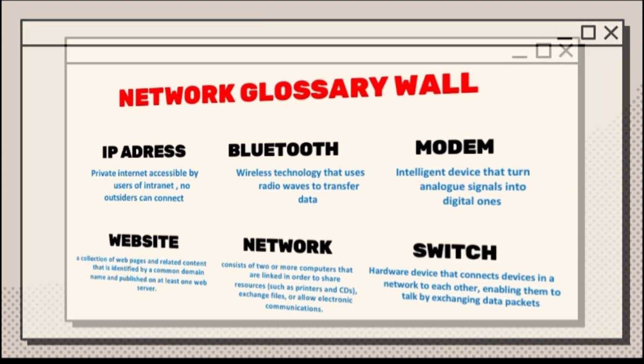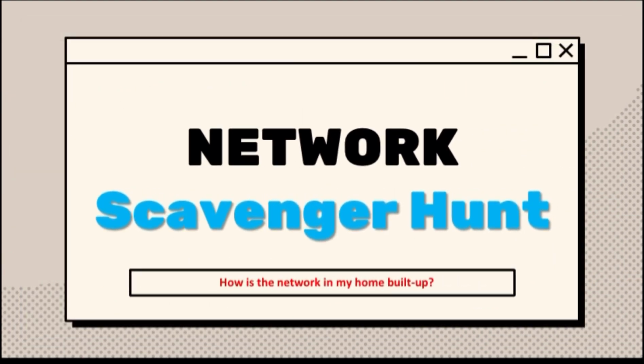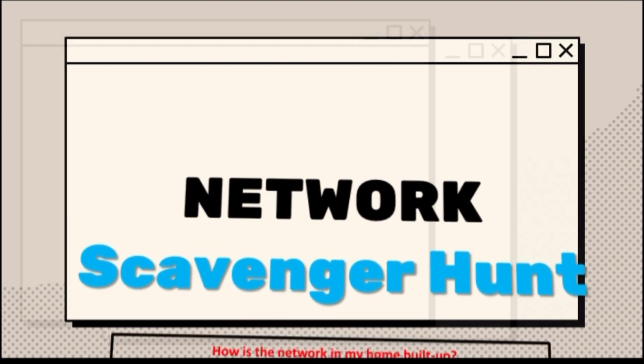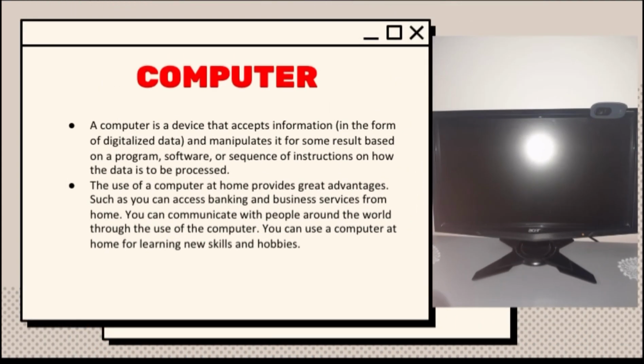The network scavenger hunt consists of photos I have taken of the parts of the network in my home, and I've explained each one of them, starting with a computer. The computer is a device that accepts information and manipulates it for some results based on a program, software, or sequence of instructions on how the data is to be processed. And this is a photo of the computer I have at my home.